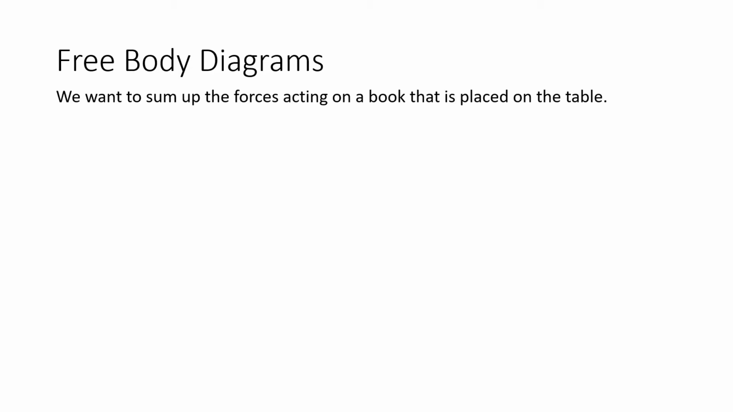Okay, a little bit more on free body diagrams. This will be the last slide. So we want to sum up the forces of a book or something sitting on a table. I'm going to use this box for a physical example. Let's look at the case where the book is not moving. Book or box. I thought I was going to have a book. Instead I have a box. So it's not moving.